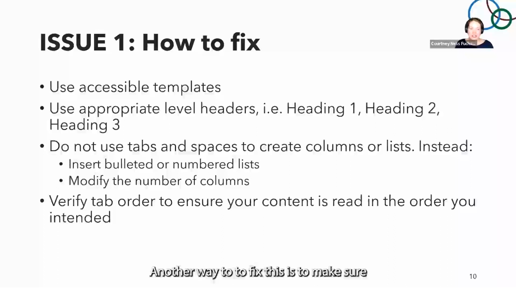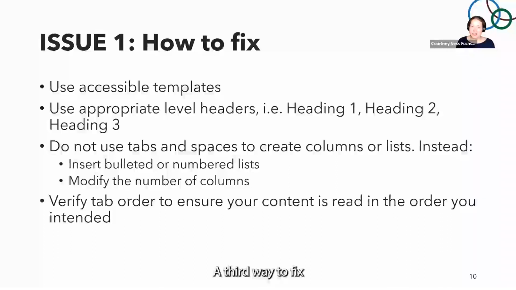Another way to fix this is to make sure you are using appropriate heading levels. I'm going to go back to that menu option. Our first level of headings is breakfast, lunch, and then desserts. So those are our top level headings. And then under lunch, we had a heading level 2, so a subcategory of soups and sandwiches and salads. So use appropriate heading levels depending on where you are within your item.